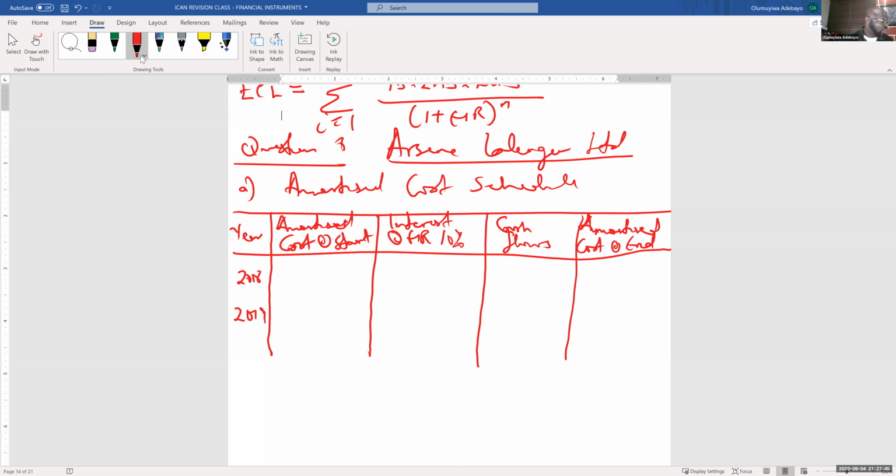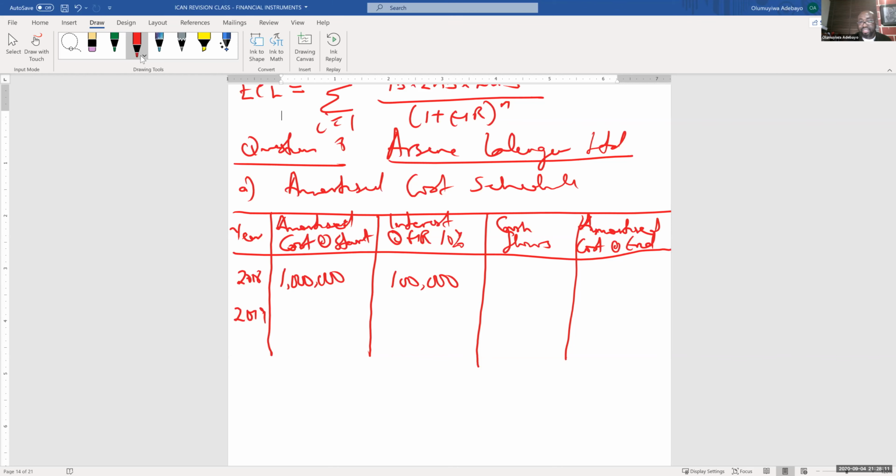Now remember, upon initial recognition, I recognize at fair value, which is the purchase price less transaction cost. In this case, there is no transaction cost. Therefore, my interest on basis of effective interest rate is 10%. 10% of 1 million is 100,000. What is my cash flow?